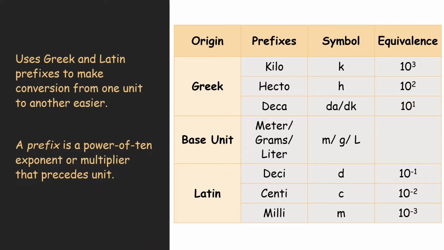So, on the next column, you can see the symbol that we can use for these prefixes to make it short. So, for kilo, we have K, hecto, H, deca, DA, or sometimes you may encounter DK. Then, for the base unit that we usually use, for meter, we have M, grams, G, liter, capital letter L. Then for deci, we have D, centi, C, and milli, M.